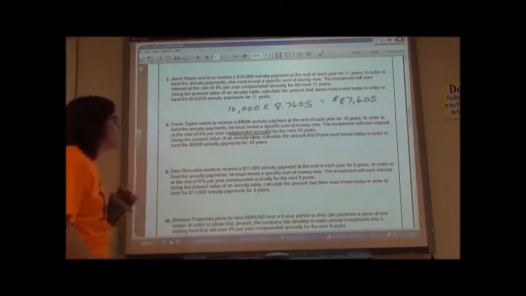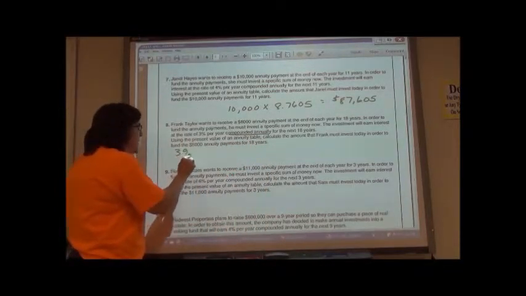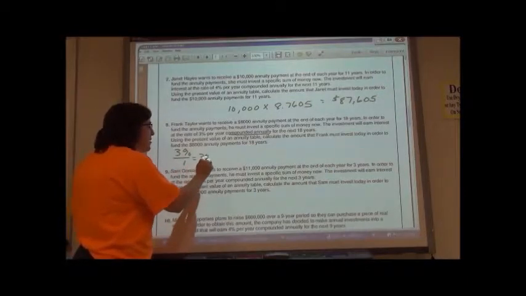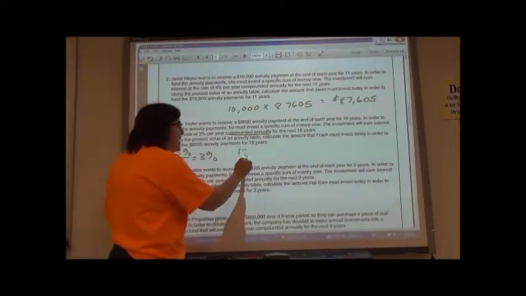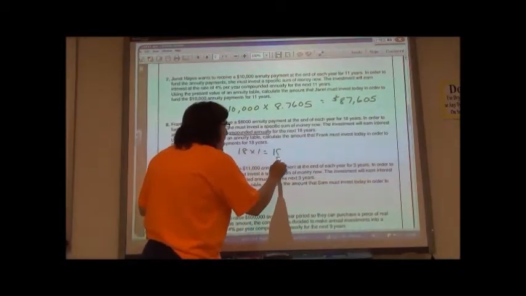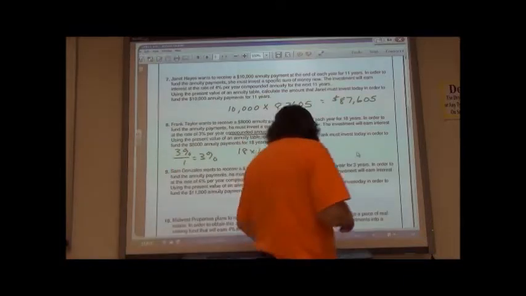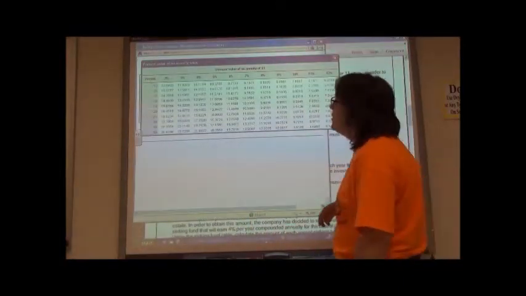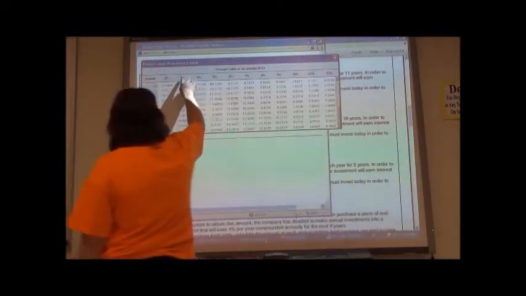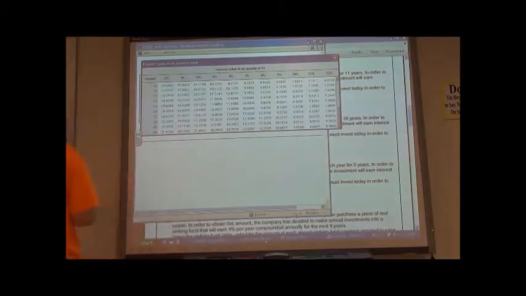It seems like all of them want to be. 3% compounded once a year is 3%. 18 years for once a year, 18 times. So we're going to look under the 3% and 18 times. So in my table, if I look under 3% and 18 times, I have 13.7535. 13.7535 is the value from my table.